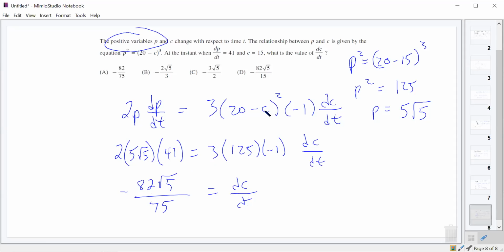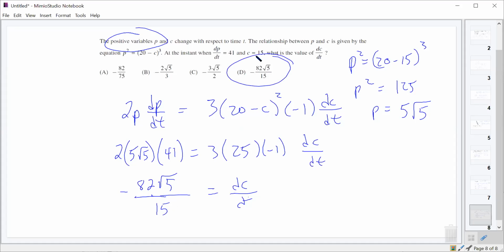Wait, isn't it squared, not cubed, for the 20 minus 15 on the right? Yeah, you're right. Sorry. Oh, geez. That's not the eraser. That'll affect that. What was it? I plugged in the 15, so that's a 25. So that's a 75 down here, which will cancel with the 5 to make it 50, which looks like choice D.